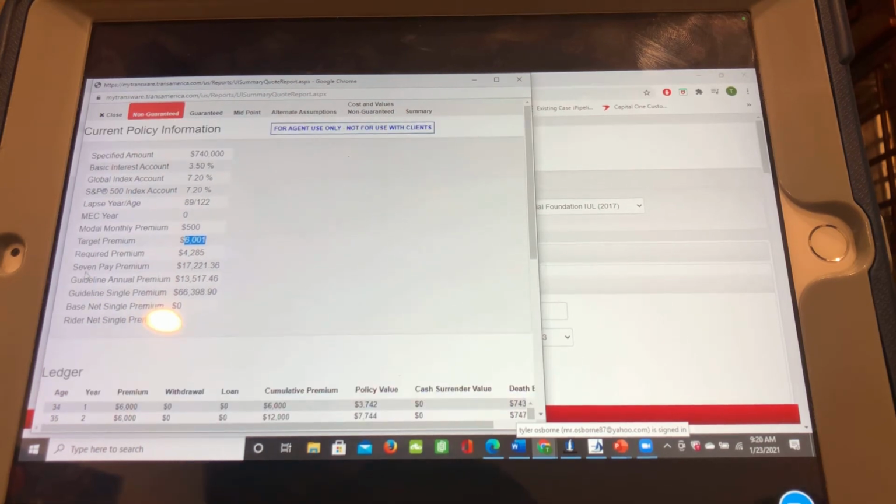The 7-pay is the most we can put in for basically the first 4.5 years. Guideline annual is how much we can put in every year after that. So this is actually looking like a pretty good policy so far. And then single pay premium is just this amount right here times 5, or times about 4.5 to be exact.